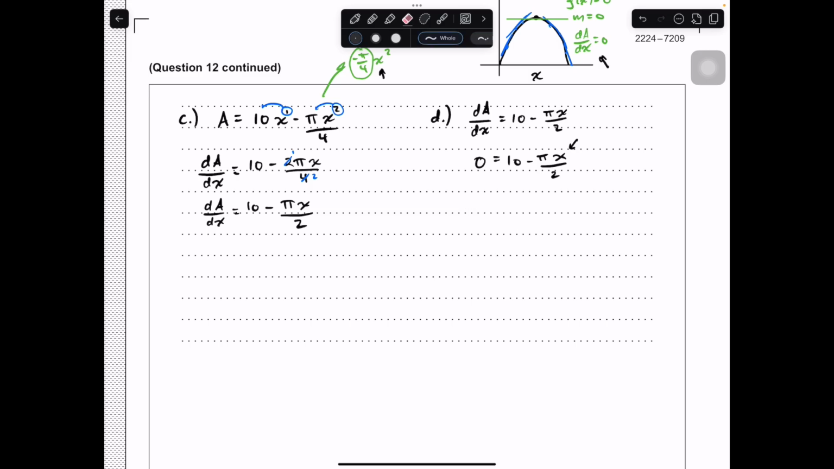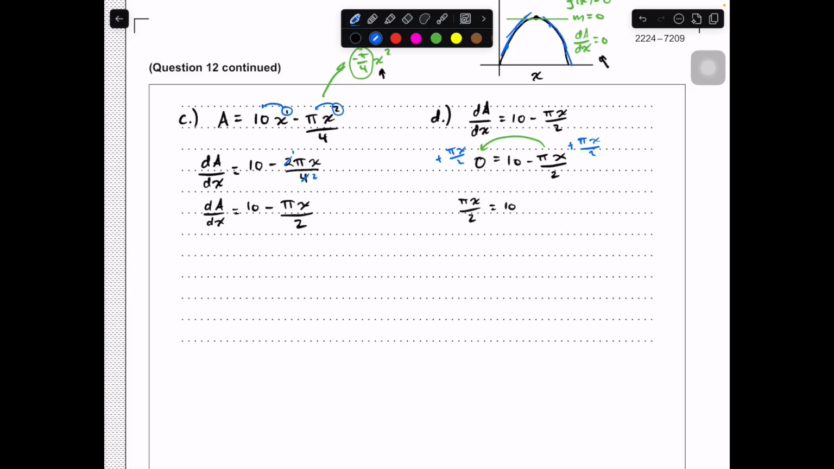Okay, so here is our equation. 0 is equal to 10 minus pi x over 2. I'm going to add pi x over 2 to both sides. Remember, add something to both sides, keep everything balanced. If you're comfortable, you can also say, let's just bring this over. If that is the way you've learned it, then that is also fine. Pi x over 2 is equal to 10.